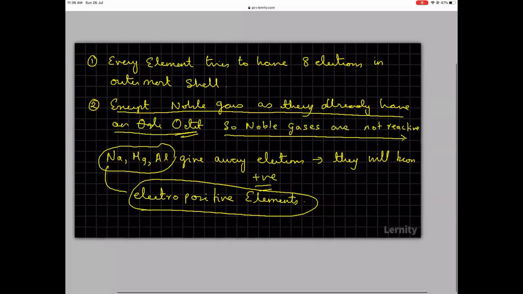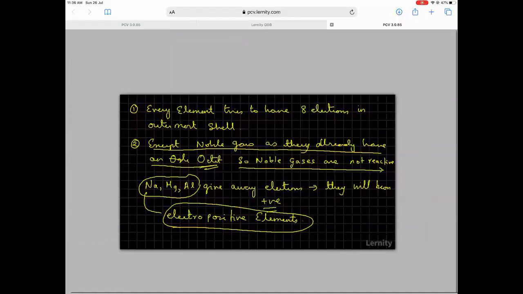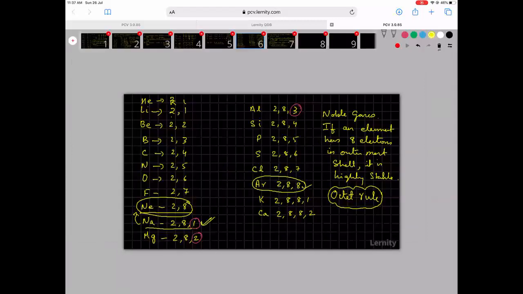Now, sodium is reactive. Sodium will have to give 1 electron. Magnesium will have to give 2 electrons. And definitely giving 2 is more difficult than giving 1. So sodium is more reactive than magnesium. Magnesium is more reactive than aluminium because aluminium has to give 3 electrons. So giving away 3 is more difficult than giving 2, which is more difficult than giving 1.